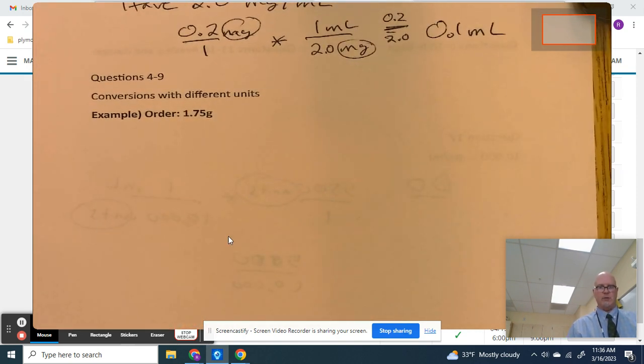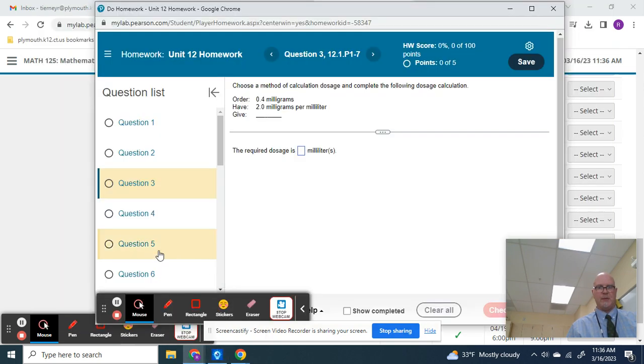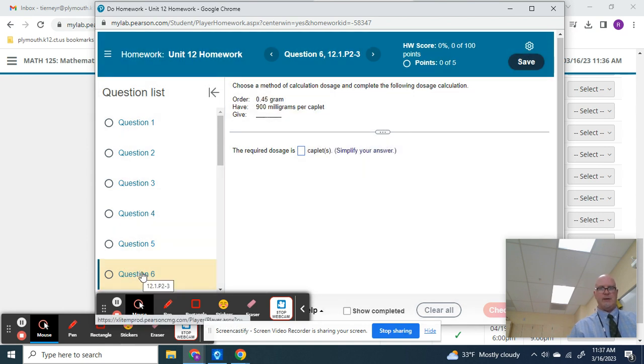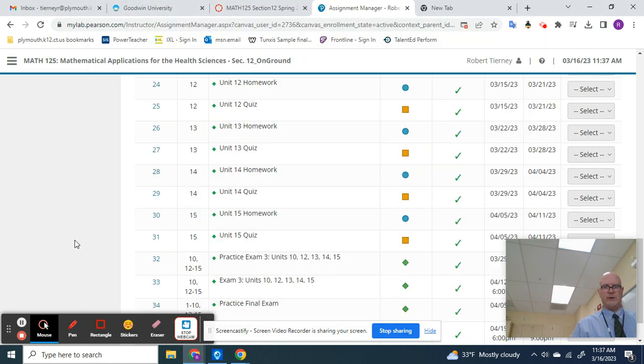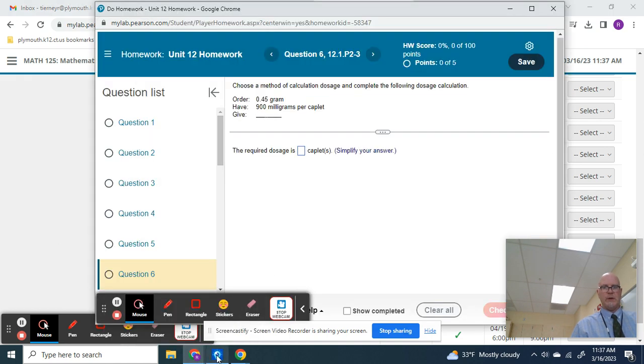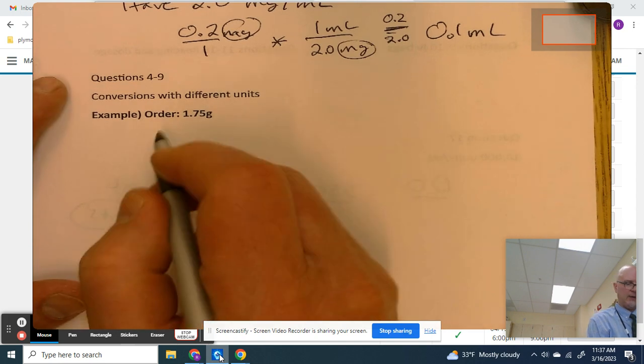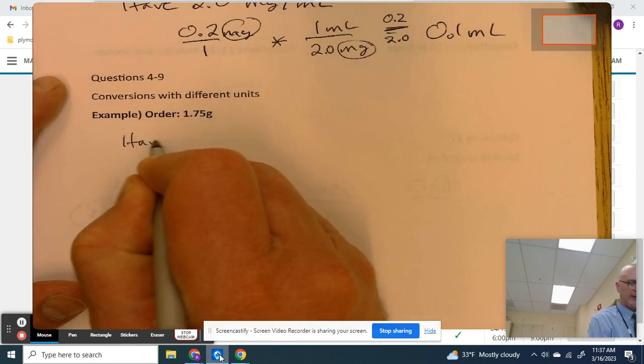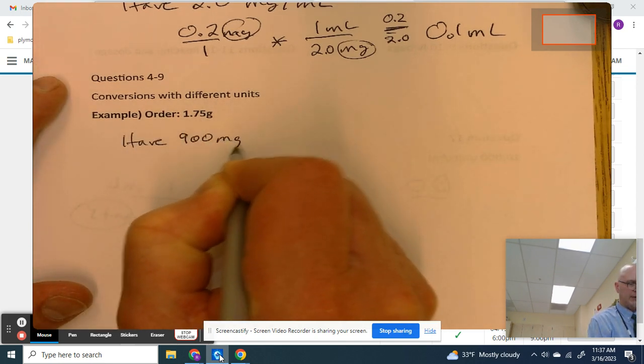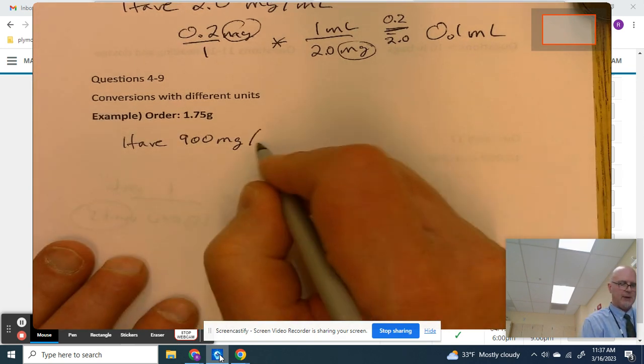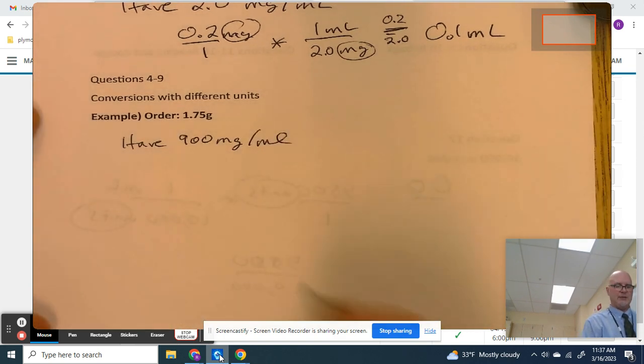The questions in 4 through 9 start us off with a certain number of grams and milligrams and things like that. Here's an example that they use, 0.45 grams. We're going to use a different one. So we're going to go over here to ours, and let's say that our order is that, and that we have 900 milligrams per ml. So it should set up the same.